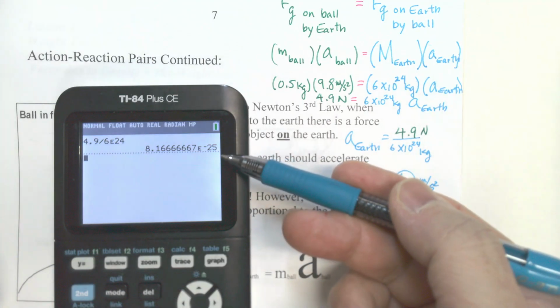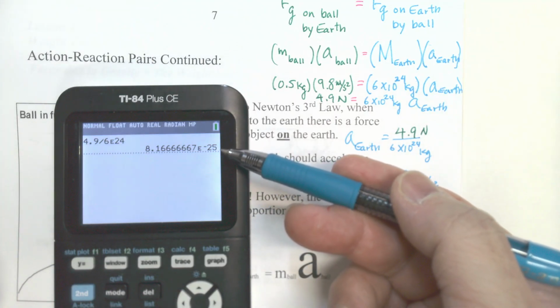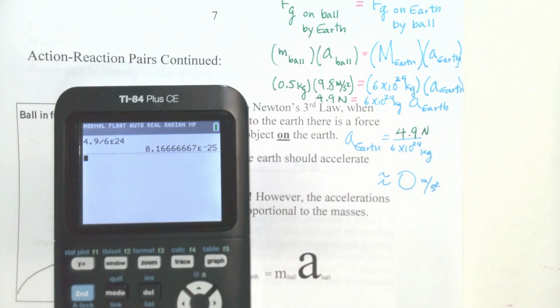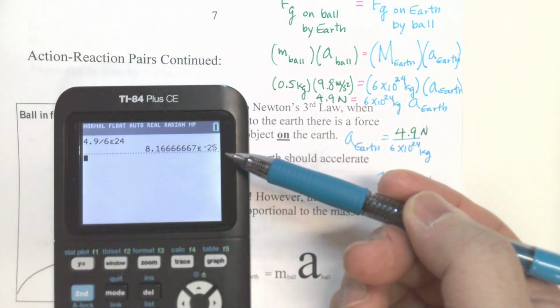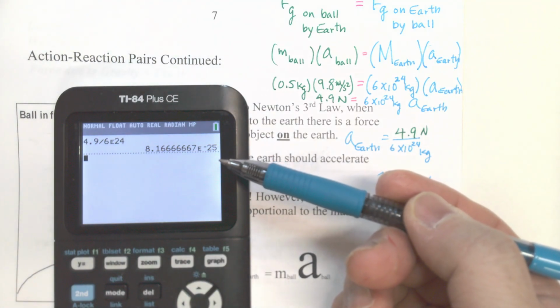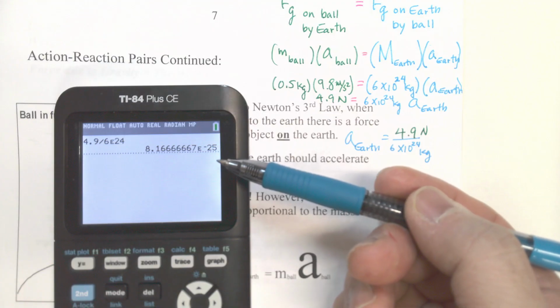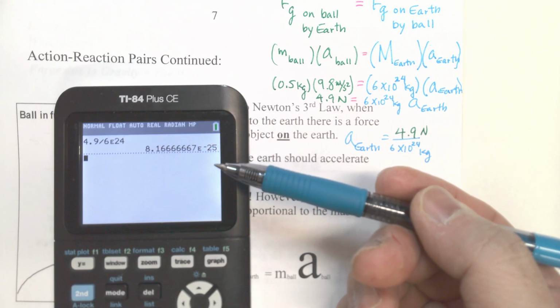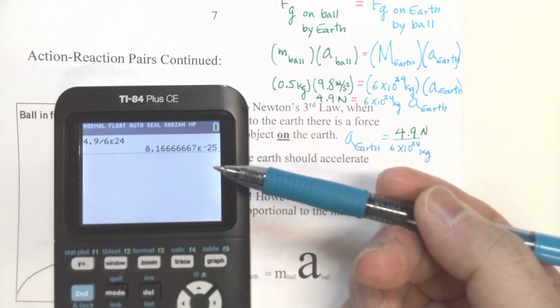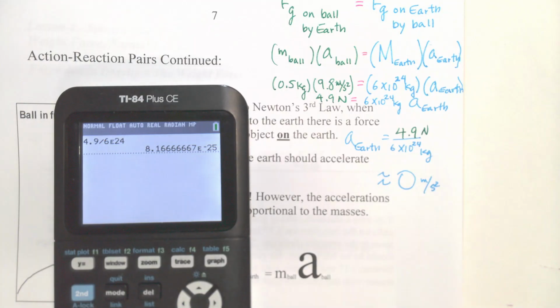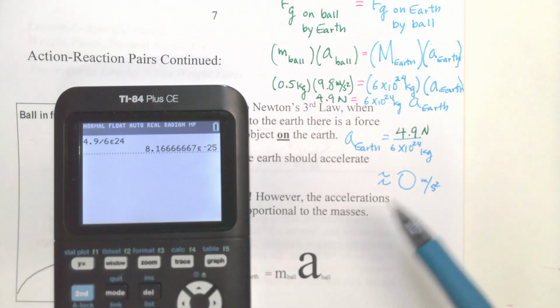That's ridiculously small. What is the size of an atom? 10 to the negative 10th, an angstrom. That's 10 to the negative 15 times smaller than the size of an atom. That's 10 to the negative 15, which is, you can't even make a ruler to measure this kind of acceleration.